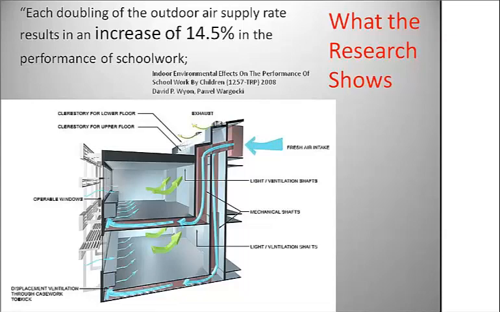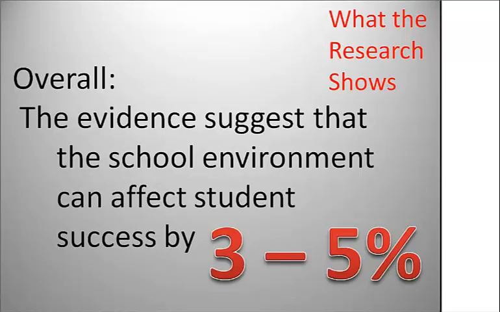Well, now let's go to the answer to the quiz. And the answer is that when you look at a meta-analysis of really all the research, we feel it's safe to say that the school environment can affect student success by 3 to 5%. That's a statistically significant amount. And I'm not saying that if you have poor teachers and other kinds of situations that you're going to get this result, but if you have situations where all else is equal, good facilities are going to help success by this amount over bad facilities, and I think we can see that.